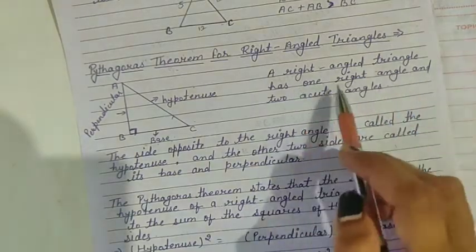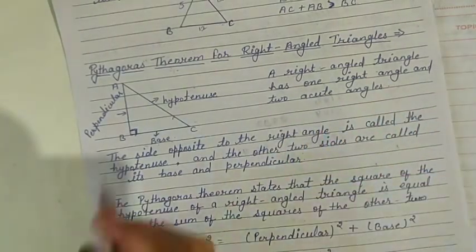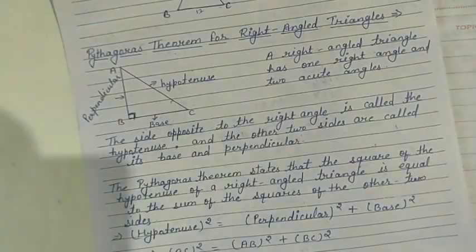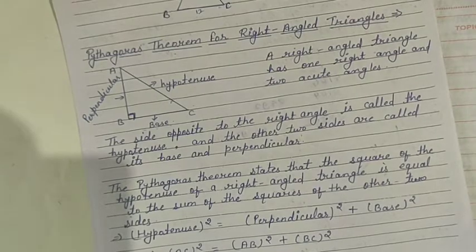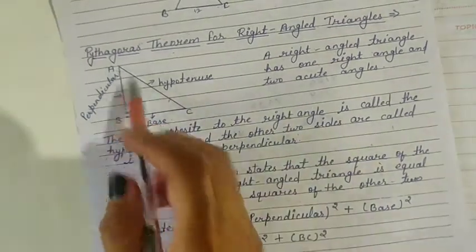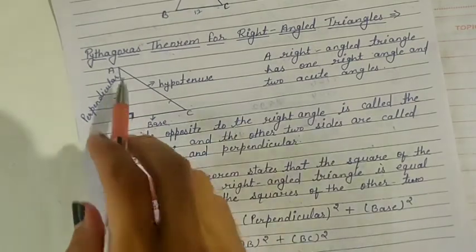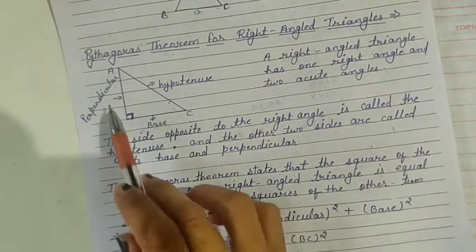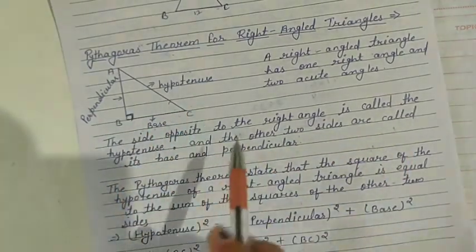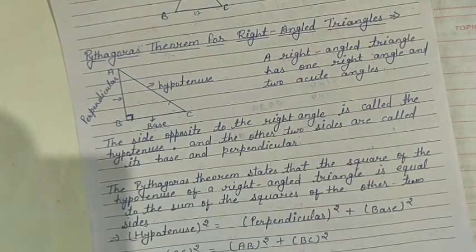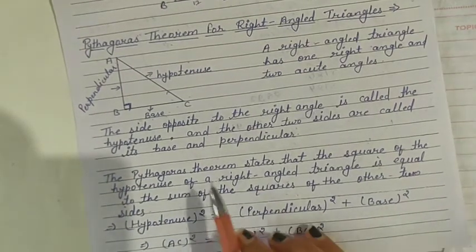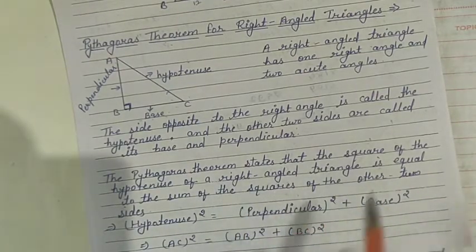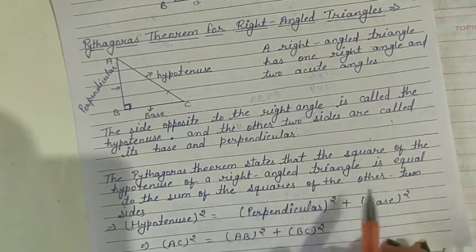A right angle triangle has one right angle and two acute angles. This is a right angle, and if this is a right angle, then these two angles are acute angles. Okay, because if this is 90, then their sum is equal to 90. So it is possible when these two angles are acute angles. The side opposite to the right angle is called the hypotenuse, and the other two sides are called its base and perpendicular. The Pythagoras theorem states that the square of the hypotenuse of a right angled triangle is equal to the sum of the squares of the other two sides.